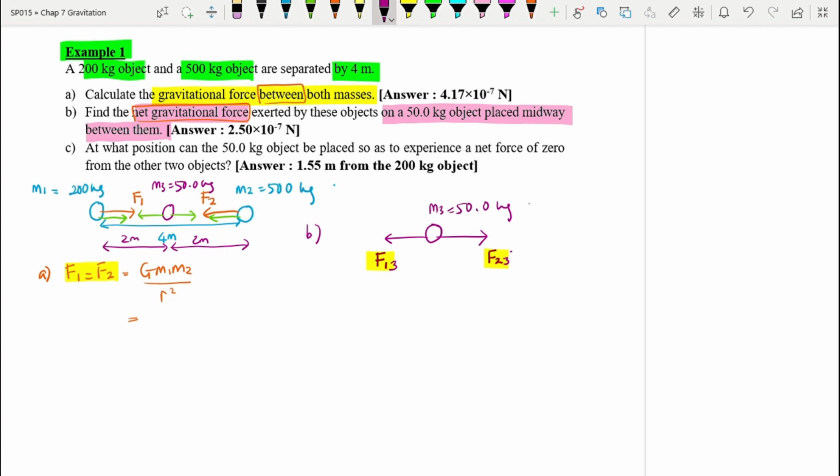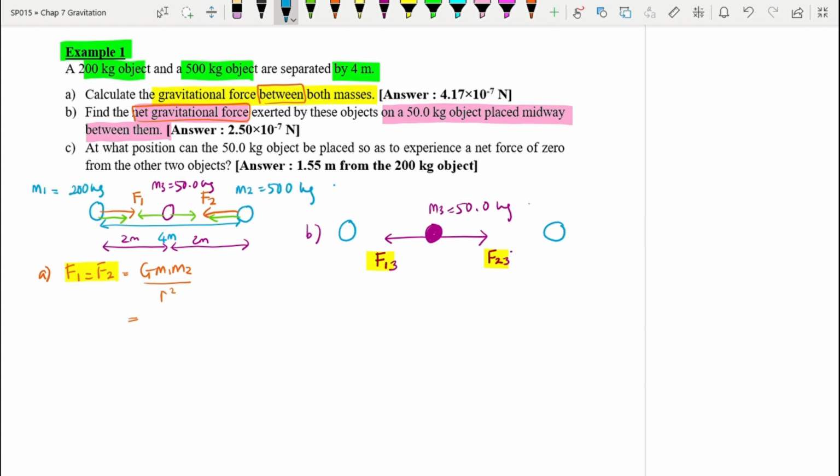Okay, so basically untuk objek mass 3 ni sahaja ada dua force yang acting kepada objek 3. Kalau tadi mass 1 hanya ada satu force je. Mass 2 pun sama, hanya ada satu force sahaja. Okay, tapi kali ni mass 3 ni ada dua force. Disebabkan wujudnya dua objek di sebelah kanan dan sebelah kiri dia.